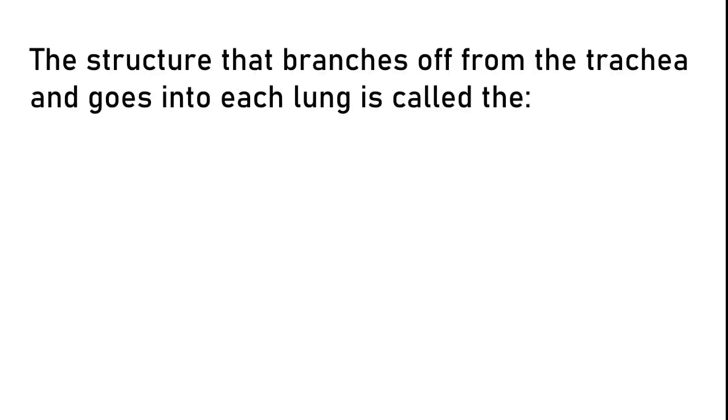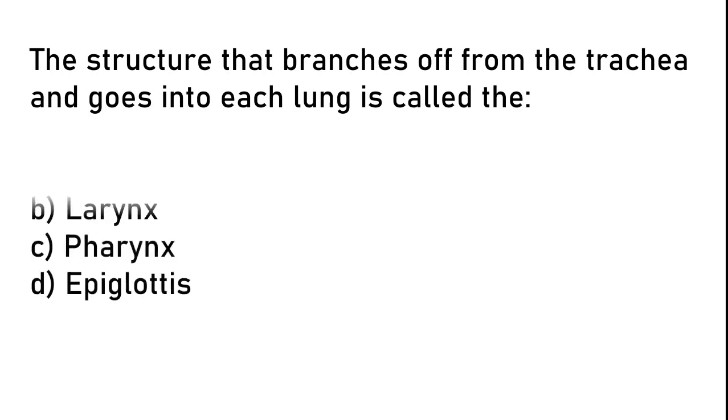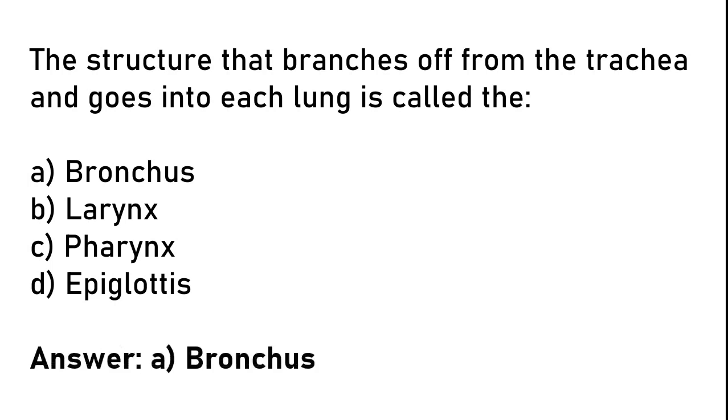The structure that branches up from the trachea and goes into each lung is called the bronchus, larynx, pharynx, epiglottis. So the correct answer is option A. The structure that branches up from the trachea and goes into each lung is called bronchus.